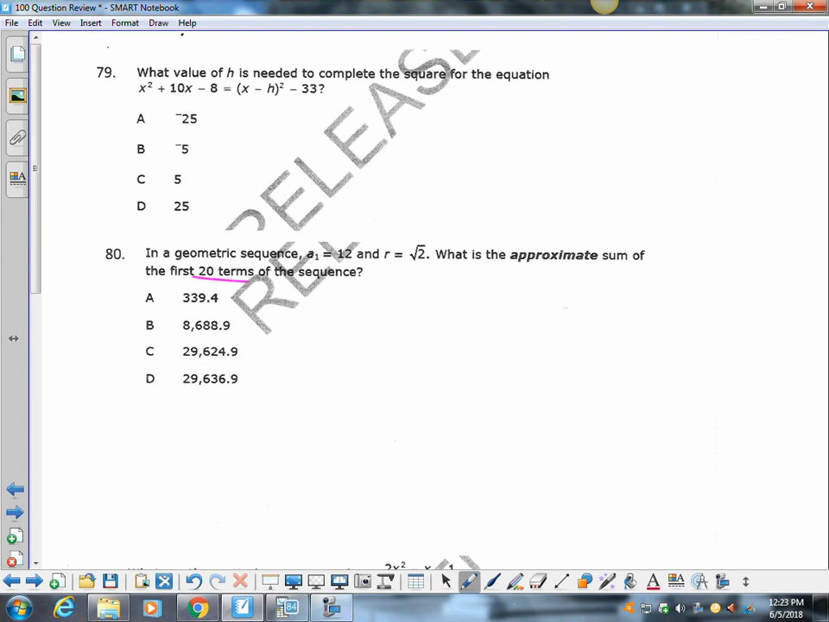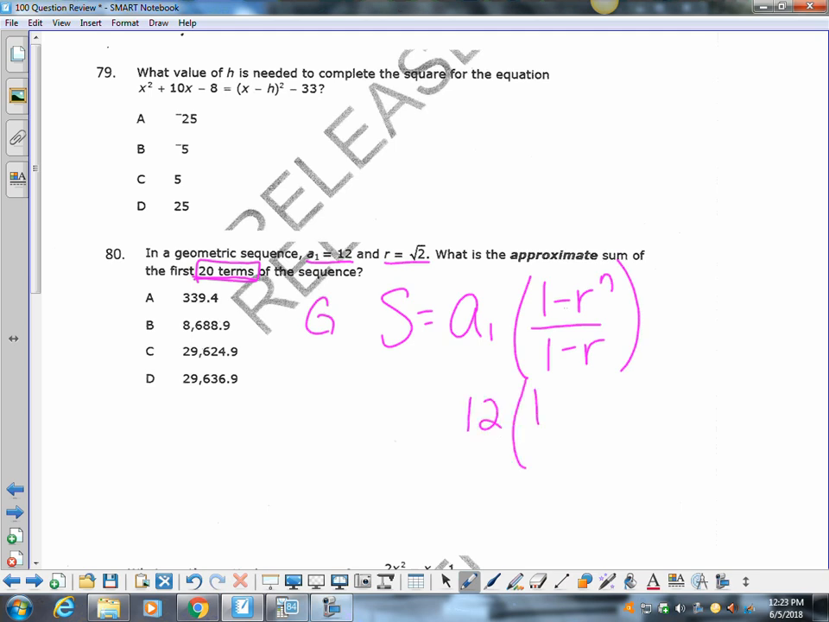Geometric. I want the first 20 terms. I'm given a first term and an R. Okay, so this is not infinite. It stops at 20 terms, so we're geometric. But our sum formula is not the infinite. Okay, so my first term is 12. My R is root 2, going 20.